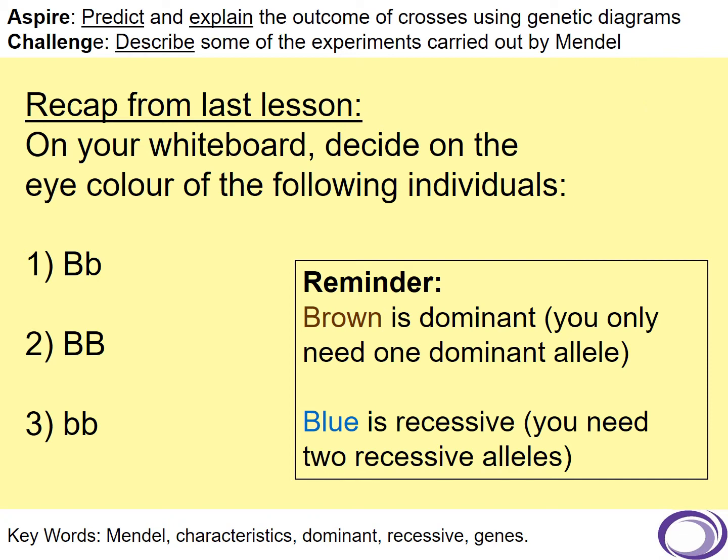Okay, quite simple, wasn't it? So big B, little b, there's one dominant allele, so that individual would have brown eyes. Two big B's, two dominant alleles, so again, that individual would have brown eyes. And last but not least, two small b's, we've got two recessive alleles, so that individual would have blue eyes.